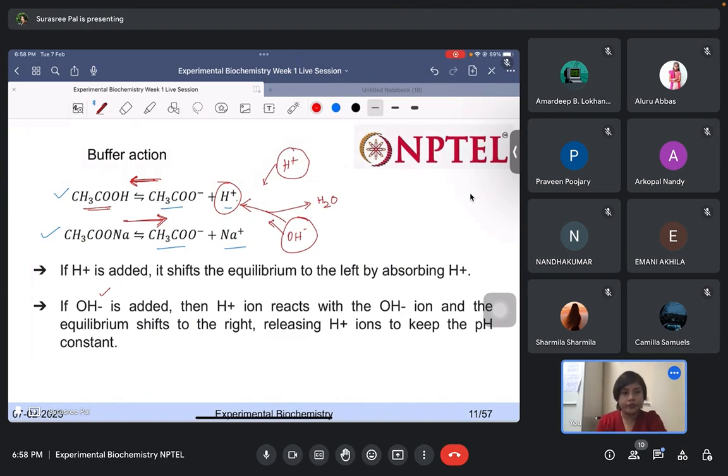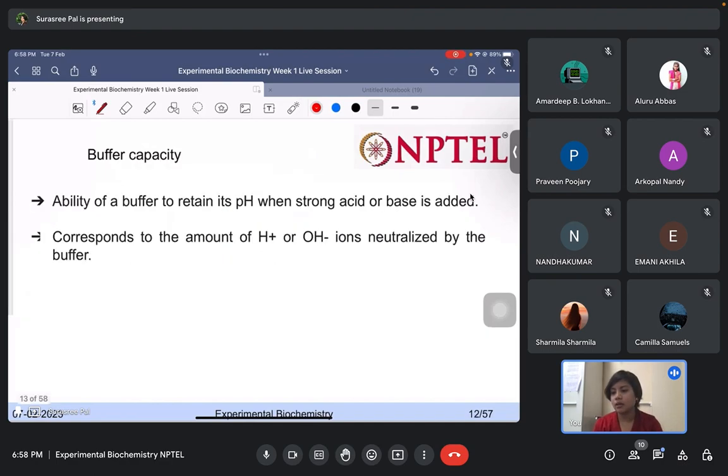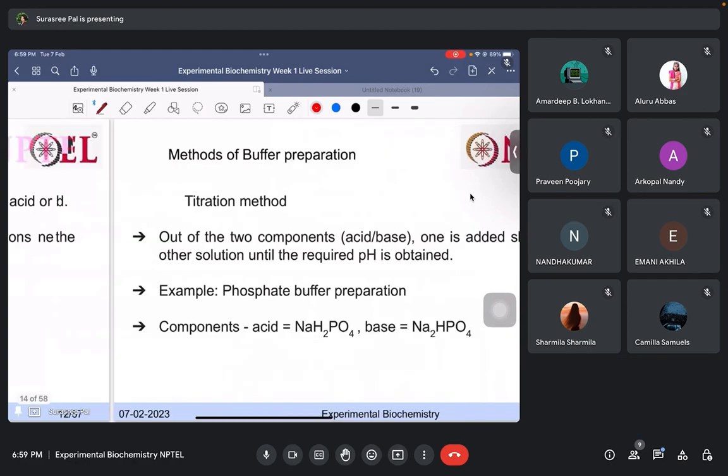Okay, if there is no doubt, then we will proceed to the next part, which is the buffer capacity. It is the thing that I'm trying to say multiple times, that is, resist the change in pH. So it is the ability of the buffer to retain its pH when strong acid or base is added, and it corresponds to the amount of H plus ions or OH minus ions which can be neutralized by the buffer. So that is the capacity of the buffer. Whether it's a strong buffer or not a good buffer is determined by this buffer capacity.